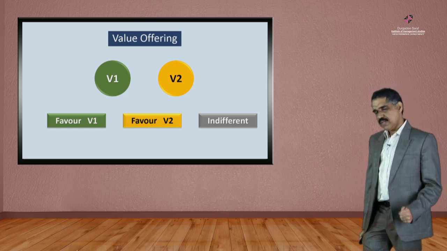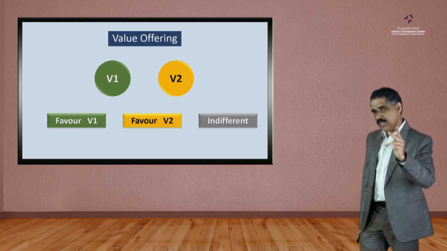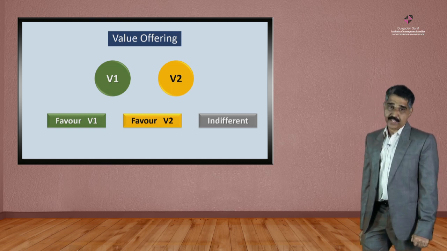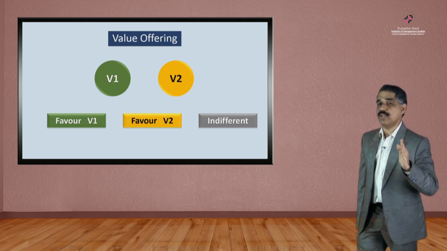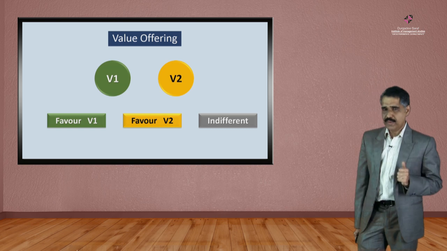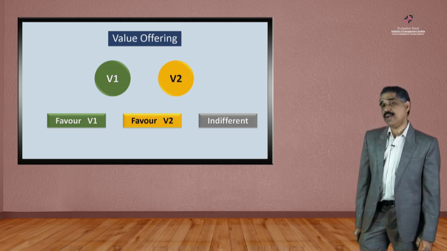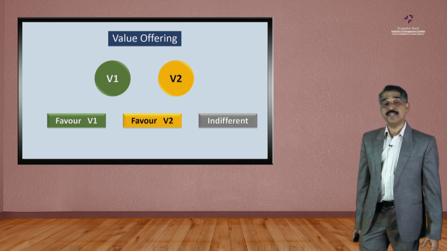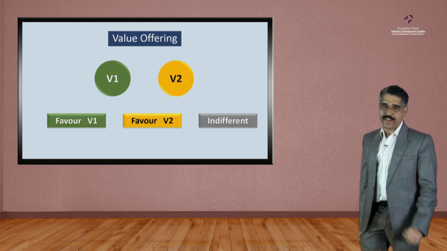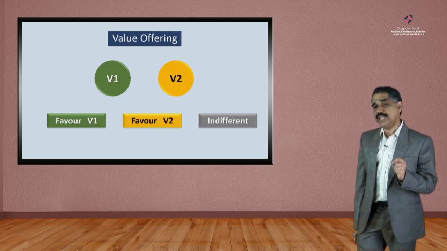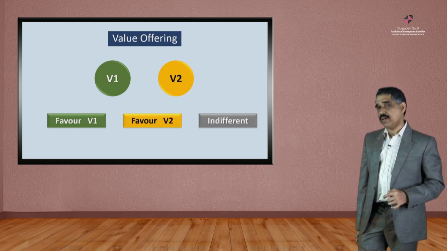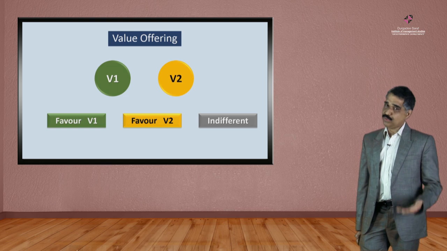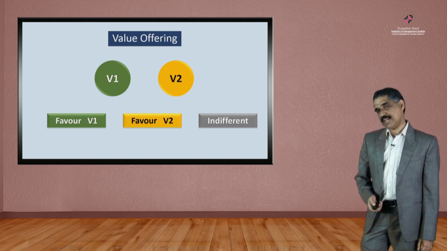Now if a customer favors value 1, this particular V1 product, then I think you as a marketer can consider your product has a potential market. This goes with value 2. But there are instances where the consumer remains indifferent. This is where, as a marketer, you have to ensure the indifferent consumer comes in favor of your brand. How to do it? Well, we would look into that a little later.